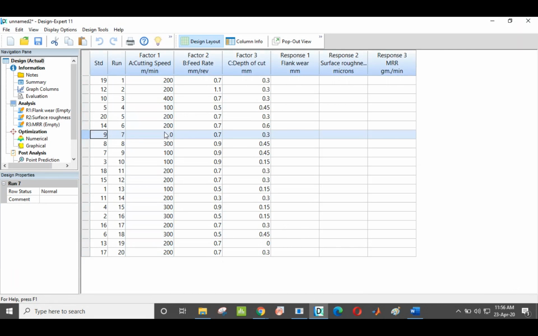0 is there, then 100, then 200, then 300, then 400 is also there. So the number of input level values can also be increased by changing the alpha value. Now how to analyze data in central composite design and how to perform a constrained optimization, that also we are going to see now.